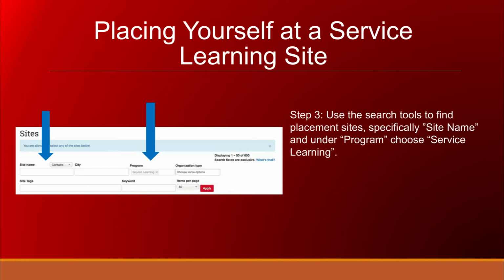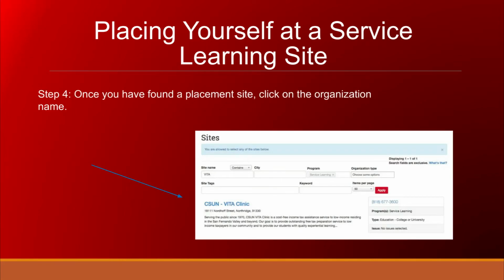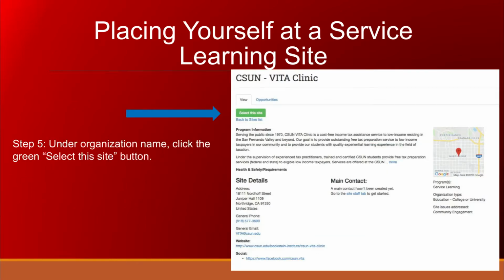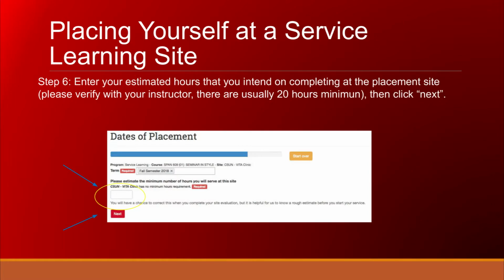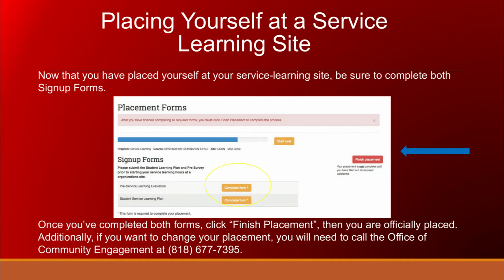Then search. Once you have found your site, click on the organization name, which will bring you to their page. Once there, click the green Select This Site button. You will then be asked to enter the academic term as well as the estimated hours you will be completing at this site. The minimum requirement is 20 hours, and the exact requirement can be verified with your instructor. When finished, click Next. This will bring you back to the home page, where there will now be 2 forms you will need to complete before you can finish your placement.